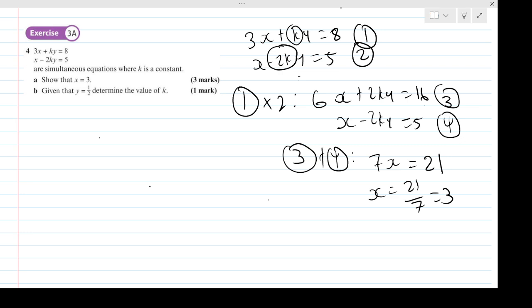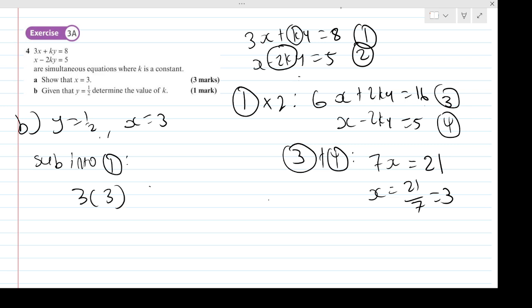Part B then. It says, given that y is a half, so they've told us the solution, and we know that x is 3, we already saw that, find the value of k. So again, we're going to substitute into one of the equations. Since we know y and x, I can solve for k. Let's substitute into the first equation, for instance; it doesn't matter which one. So we're going to have 3x, which is 3 lots of 3, plus ky, that's k lots of a half, is equal to 8.